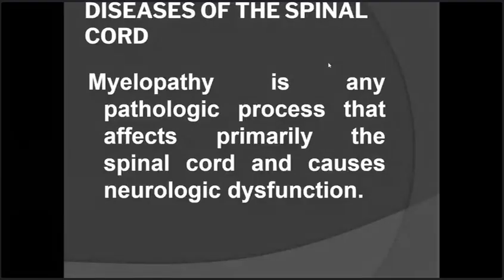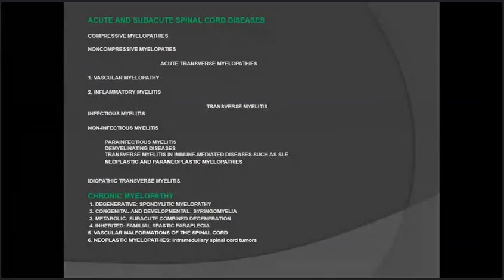Okay, diseases of the spinal cord. This is what we take as a prelude for these diseases that can affect the spinal cord. Myelopathy is any pathological process that primarily affects the spinal cord and causes neurological dysfunction. This term relates to any pathology that affects the spinal cord. This slide is not classical and maybe not accepted. I put all the diseases, but look at these green titles; they are the categorization of the diseases.